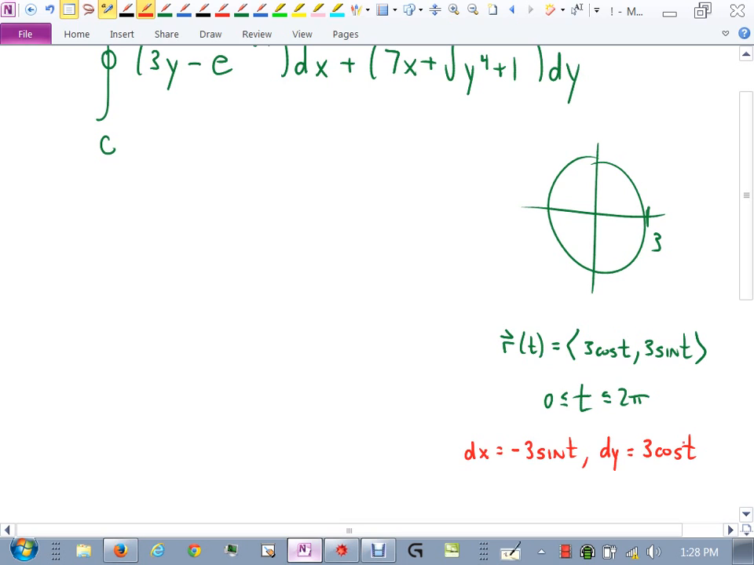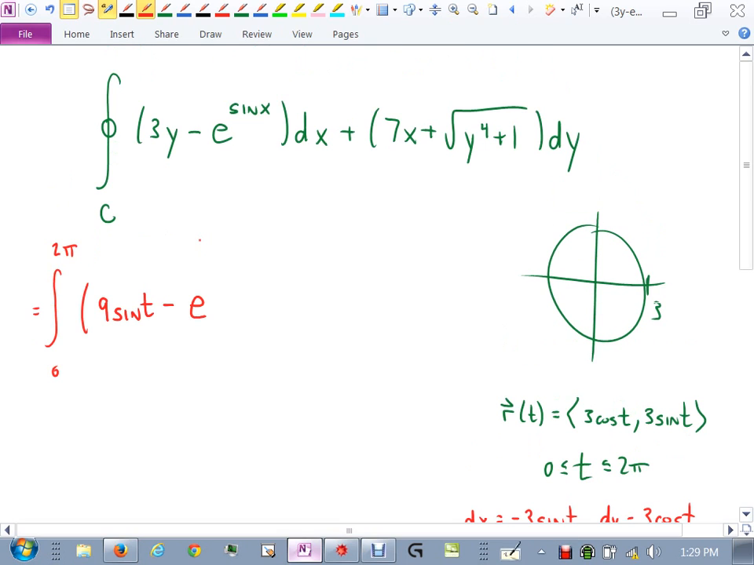And now we would go plug everything in, right? And this is where things are going to get ugly, right? We would have integral from 0 to 2 pi, and then 3y, which would be 3 times 3 sine t, so 9 sine t, minus e to the sine of x, but what's x?